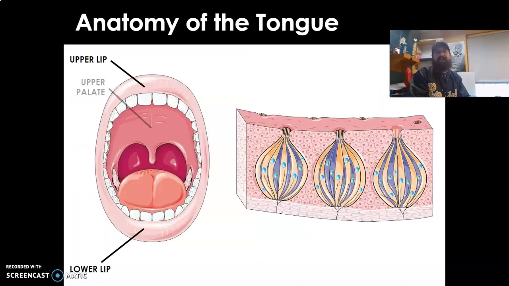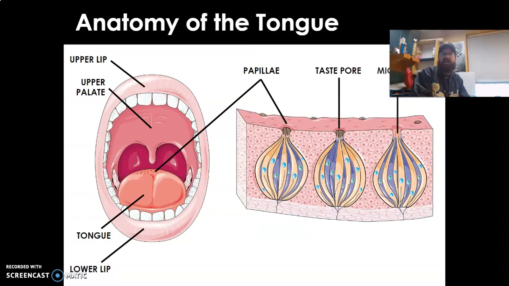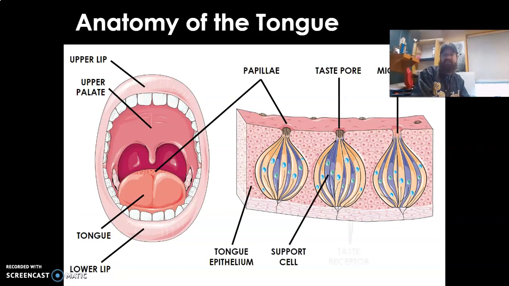I'm looking at the anatomy of the tongue. Of course, parts of it are no duh. Let me move my fat head here in a second.